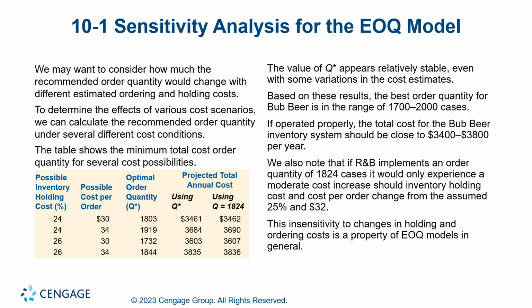So from the preceding analysis, we'll say that this EOQ model is insensitive to small variations or errors in the cost estimate. And this insensitivity is a property of the EOQ model in general, which indicates that if we have at least a reasonable estimate of ordering cost and holding cost, we can expect to obtain a good approximation of the true minimum cost order quantity.